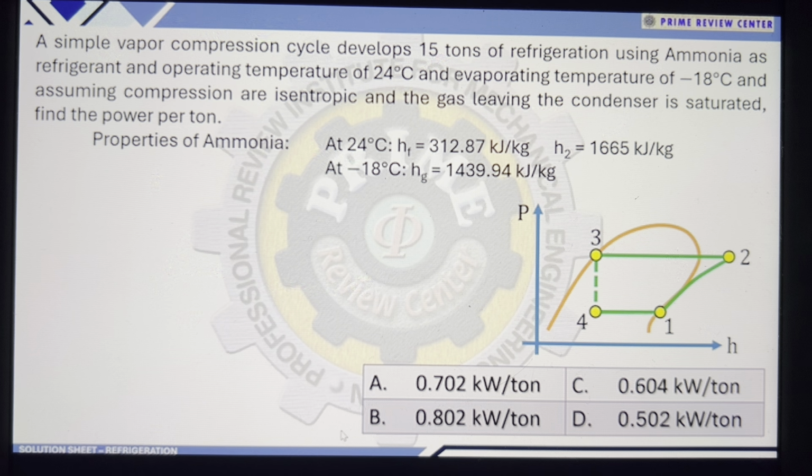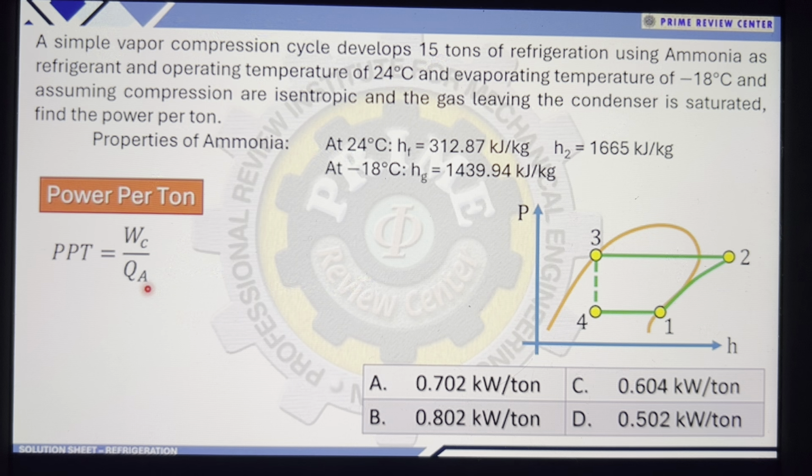So what we are looking for in the problem is power per ton. That's basically the work of the compressor over QE. So what is the work of the compressor in vapor compression? We can derive that from the diagram. The compressor is this one, the one on top is the condenser, and the one on the left is what we call the expansion valve. Then at the bottom is our evaporator.